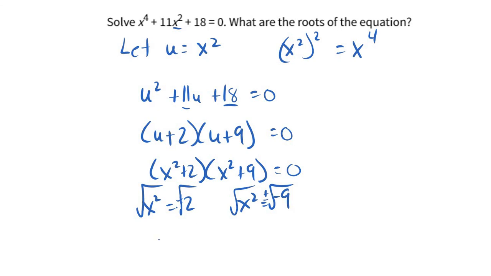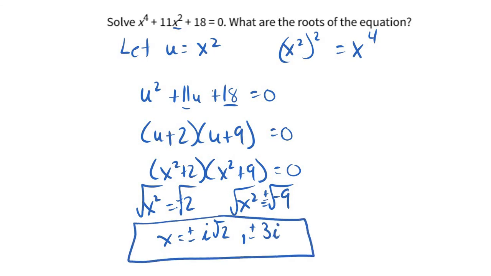Now these are both imaginary. So x equals plus or minus i times the square root of 2, or it equals plus or minus 3i. So 4 complex solutions for that one. So quadratic form, you see something that looks like this, a higher power, there's a good chance it's going to break down. You could do some substitution and factor it and then solve with some of our techniques.